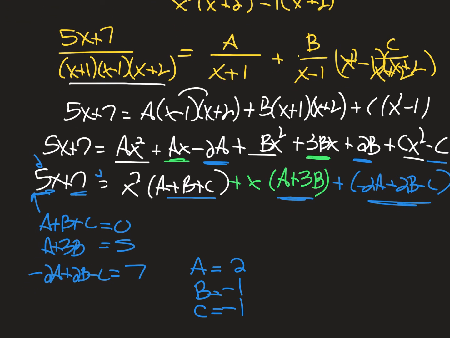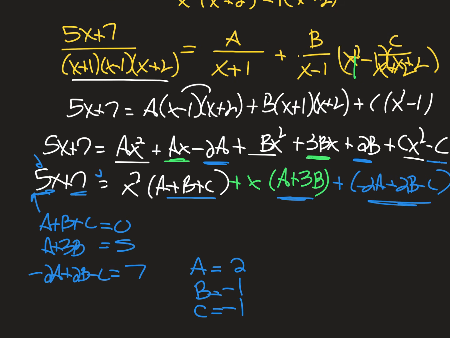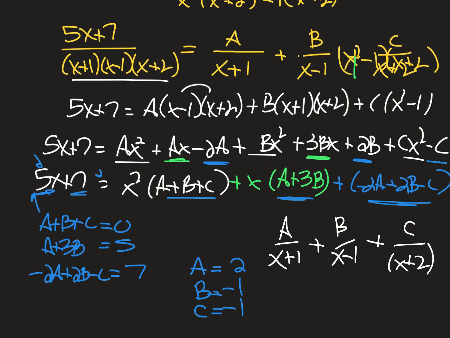So that's not the answer, though. The answer is your fraction broken down. Look back here where we started: we had the A on top of the x plus 1, the B above the x minus 1, and the C above the x plus 2. So I'm just going to put them back in there for my answer. I got 2 over x plus 1 plus -1 over x minus 1 plus -1 over x plus 2.